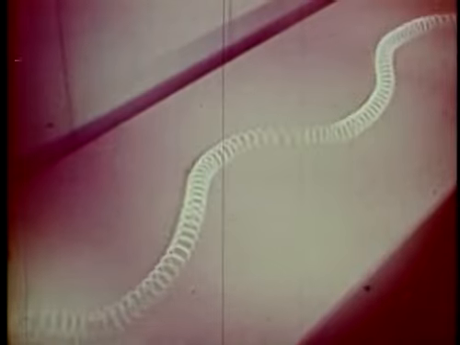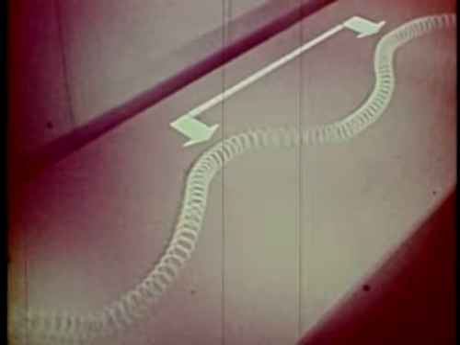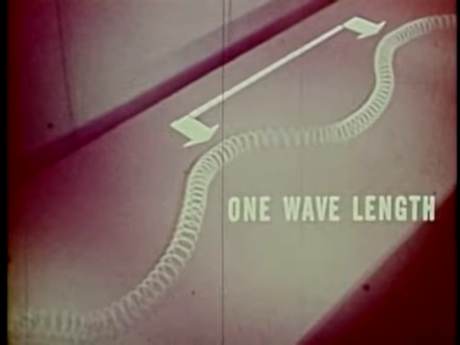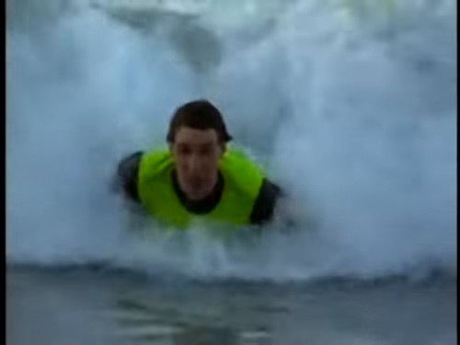What you see is called a train of waves. The distance between here and here is called one wavelength. A wavelength is the distance between two successive parts that are alike. Having fun in the waves!